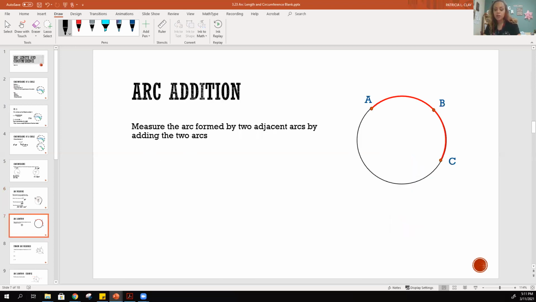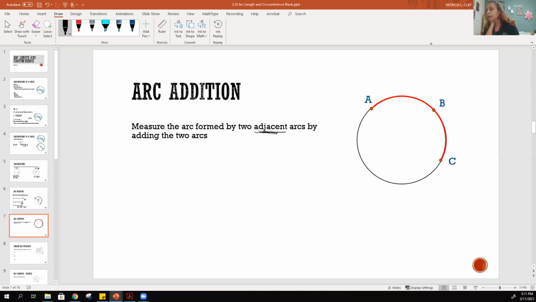Okay, so let's talk about angle addition. So the measure of an arc is found by adding two adjacent arcs. Have we used the word adjacent before? That means they have to be next to each other, kind of like next door neighbors, or touching. That's another way we describe them: arcs, by adding the two arcs together.